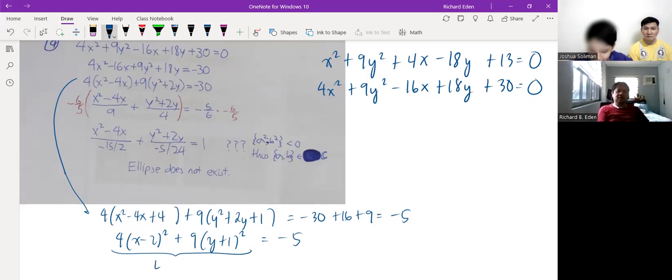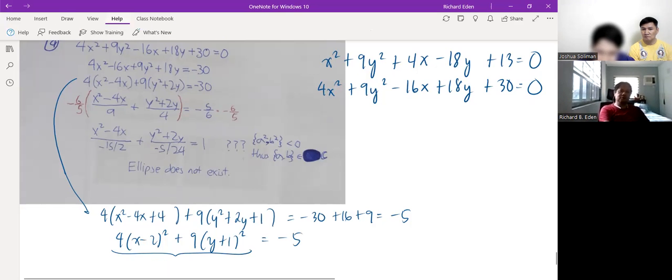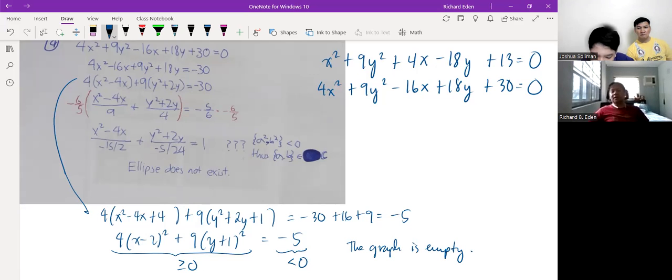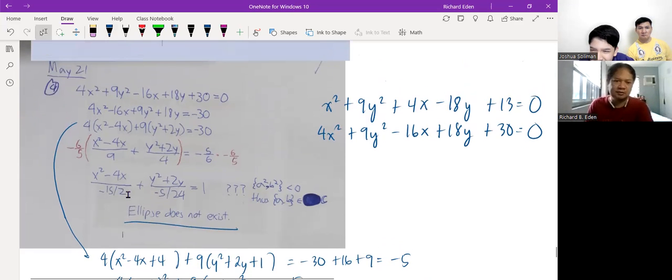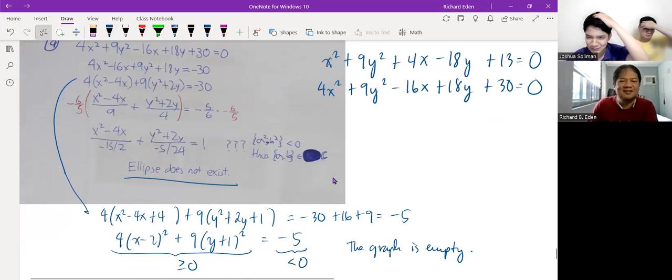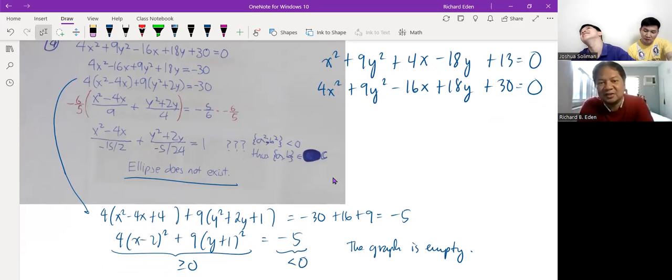So the left-hand side is greater than or equal to 0. But the right-hand side, negative 5, is negative. So the graph is empty. It doesn't contain any point, so there's no ellipse. So yeah, same conclusion, except that you were unable to complete the square, which is what you should have done. Because when you complete the square, who knows, the right side might still turn out to be positive.